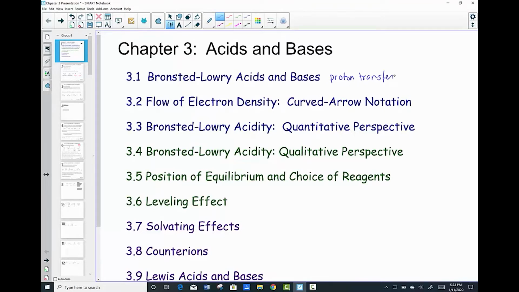We'll talk about the flow of electron density using those curved arrows. We had used the same thing, curved arrow notation, for resonance structures. We'll now understand how to apply that same designation of an electron-rich area moving towards an electron-deficient area for acid-base reactions.